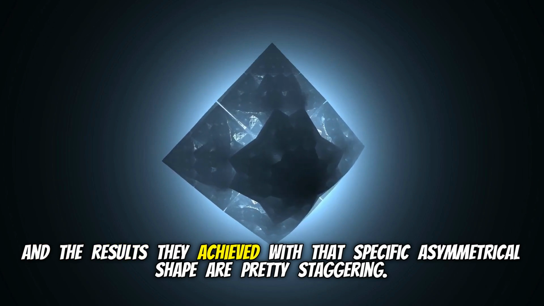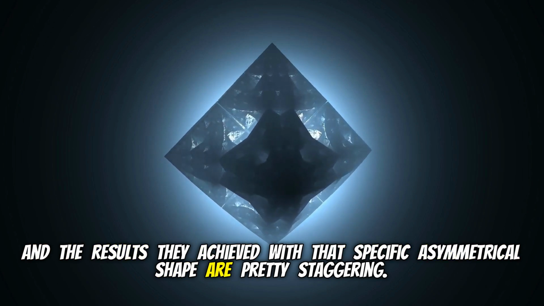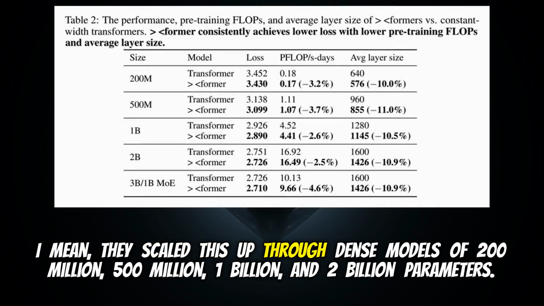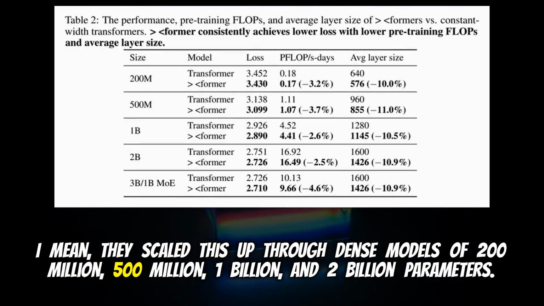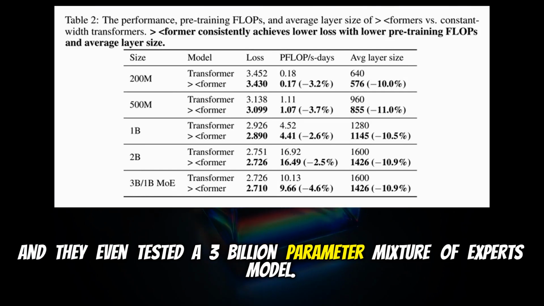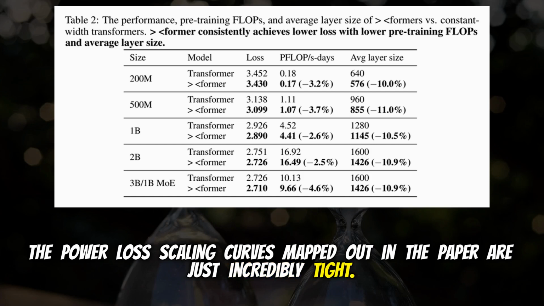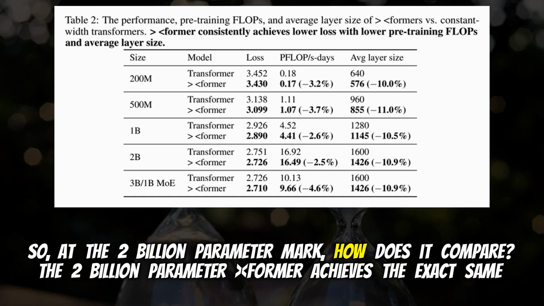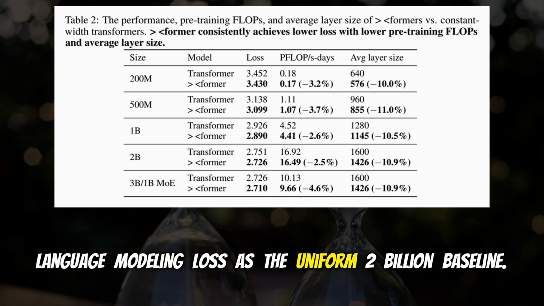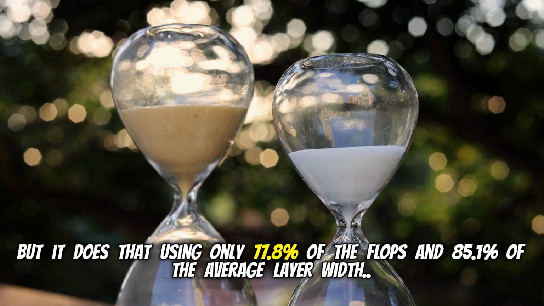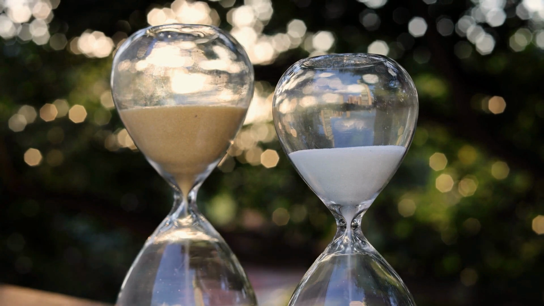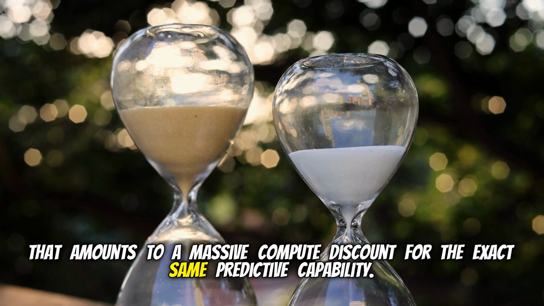And the results they achieved with that specific asymmetrical shape are pretty staggering. I mean, they scaled this up through dense models of 200 million, 500 million, 1 billion, and 2 billion parameters. Yeah, and they even tested a 3 billion parameter mixture of experts model. The power law scaling curves mapped out in the paper are just incredibly tight. So at the 2 billion parameter mark, how does it compare? The 2 billion parameter former achieves the exact same language modeling loss as the uniform 2 billion baseline, but it does that using only 77.8% of the FLOPs and 85.1% of the average layer width. That amounts to a massive compute discount for the exact same predictive capability.